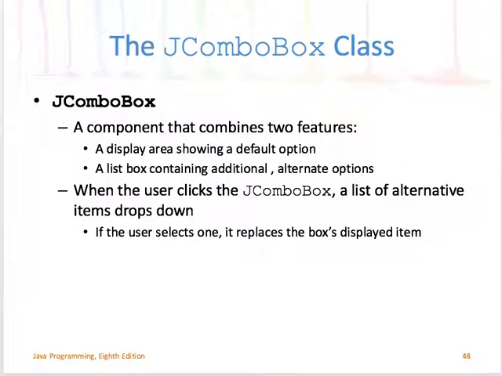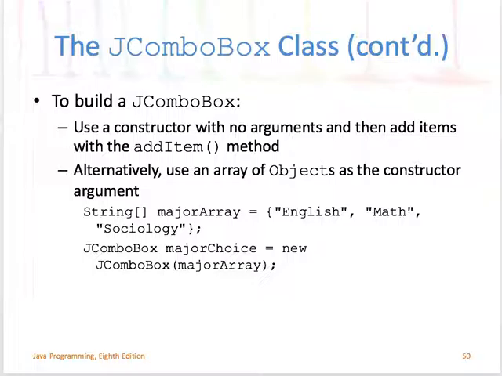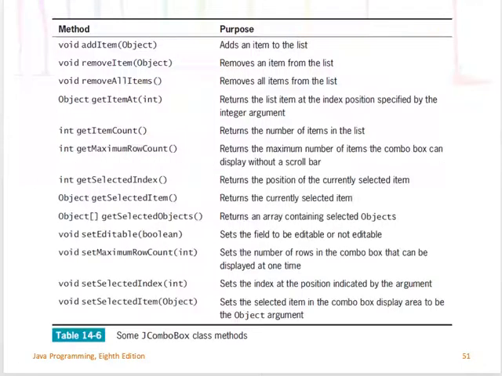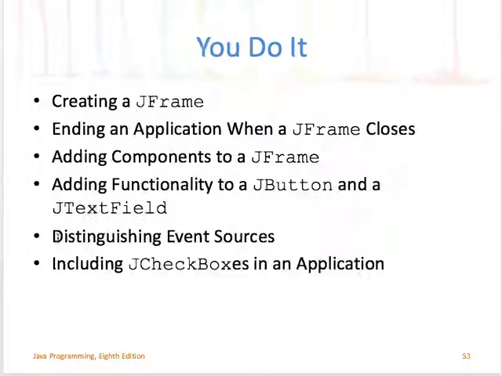There's a JComboBox, same methodology. Combo box gives you options to select from. So when you click the down arrow, you're going to do selections. To build a combo box, you're going to use a constructor with no arguments and then add items with addItem. We'll let you read through the book on this, section 14.6, different methods and purposes. I won't go through all that. JComboBox has setSelectedItem and getSelectedItem, just as you would think.